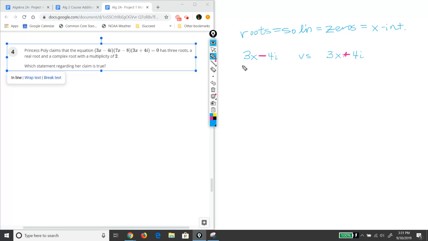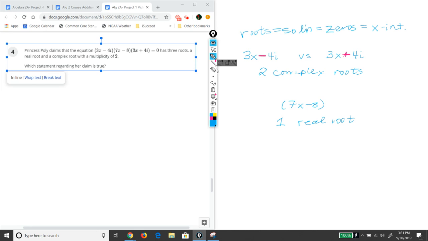If you wanted to be fancy, you could call these complex conjugates, because complex conjugates are only different by a plus and minus, but they are still different. So even though they are similar, these are going to give us two complex roots. And then we have another factor of 7x minus 8, which is a real factor, there's no i, which is going to give us one real root.